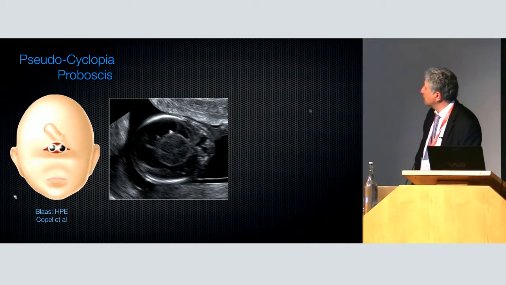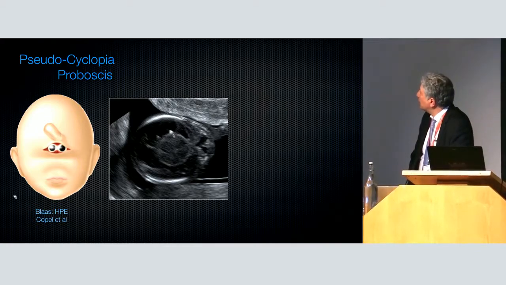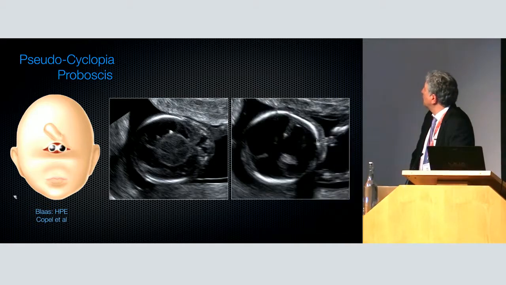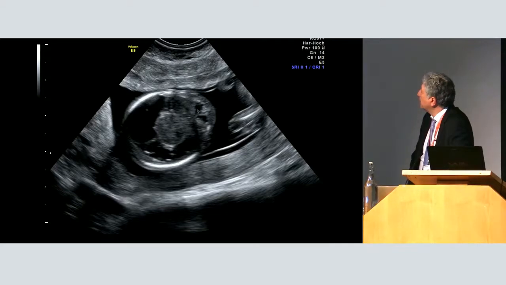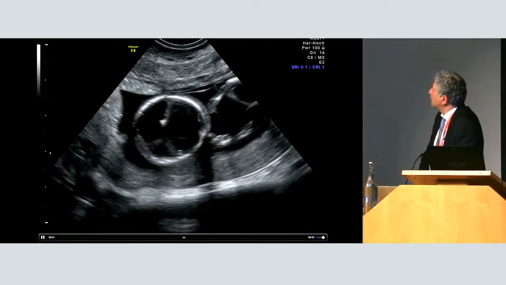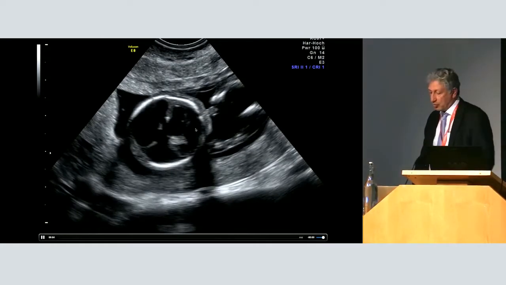And there are cases of cyclopia or pseudocyclopia with the proboscis. In the cross section, you can see these fused eyes. In a plane slightly higher, you see the proboscis here, and you can see on a video clip here the transition from this plane to the other one, and you see the finding of holoprosencephaly.